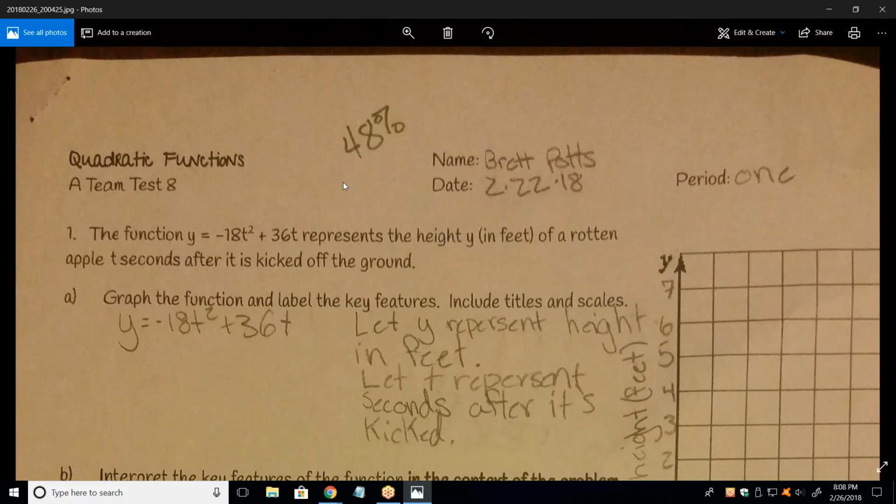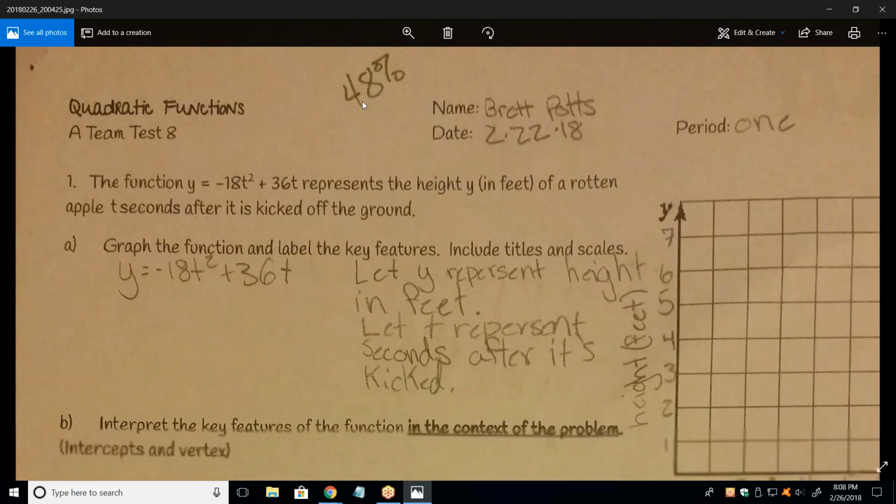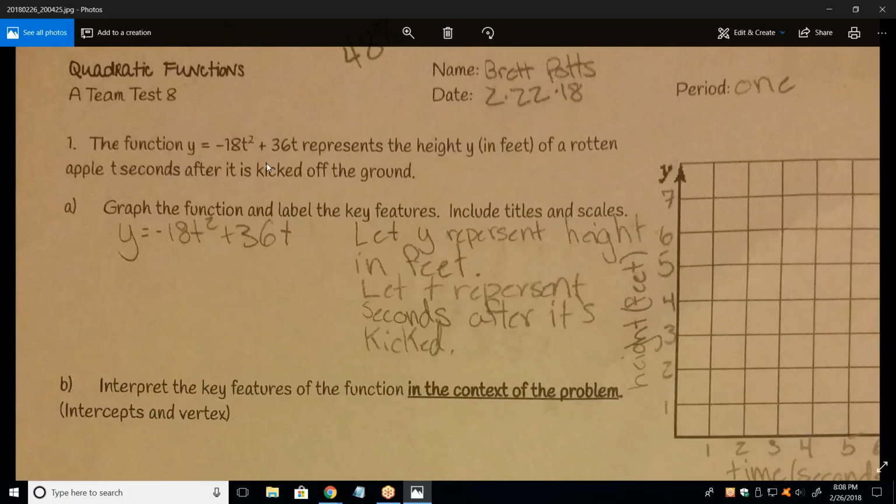All right. Let's see. The function, which is a quadratic, notice, represents the height in feet of a rotten apple t seconds after it is kicked off the ground. Tell me where the apple is at 0 seconds. At 0? Yeah.